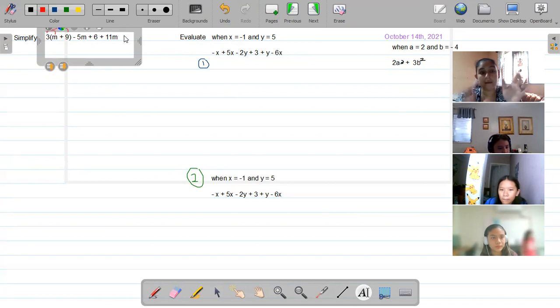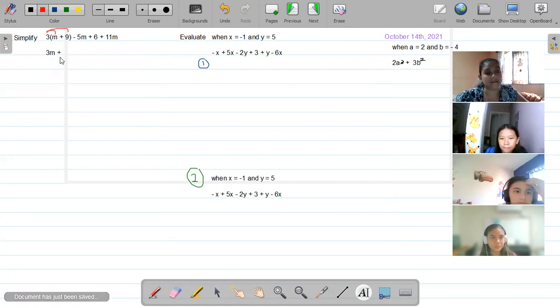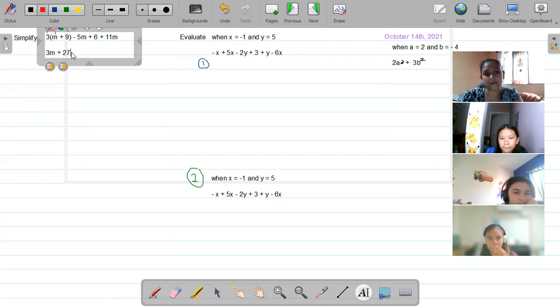Okay, so now we're gonna say 3 times m. Remember, we're gonna multiply coefficients with coefficients, meaning numbers with numbers. In this case, we have an invisible one. So 3 times invisible 1, m, will be 3m. Now 3 times positive 9 is going to be 27. So plus 27. And since I've finished with the parentheses, it closes there. I copy everything else just as it is, without changing anything.